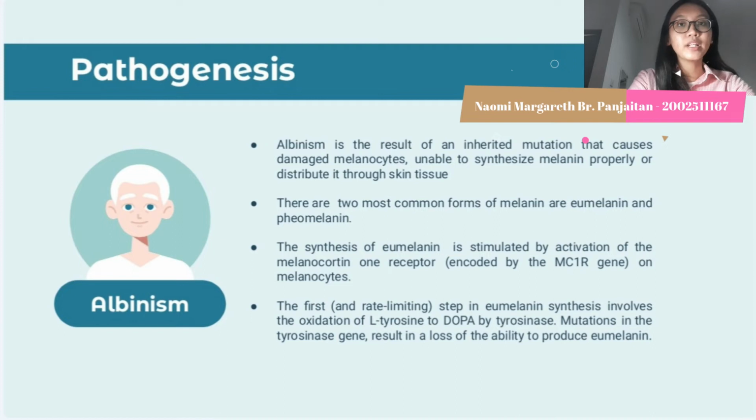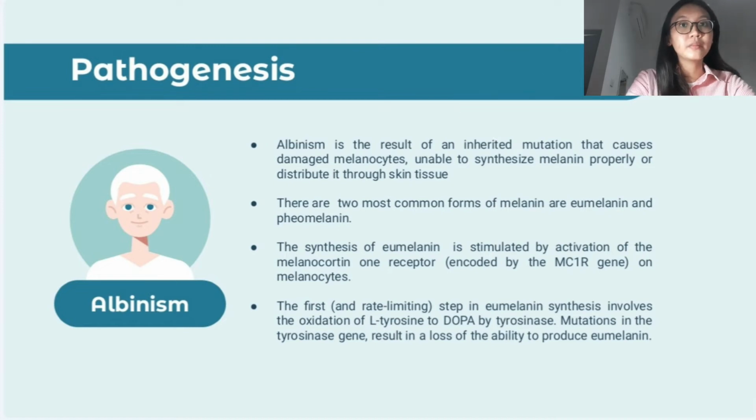Here, I'm going to explain about the pathogenesis of albinism. Albinism in any form is the result of an inherited mutation that damages melanocytes and makes them unable to synthesize melanin properly or distribute it through skin tissue. Melanocytes contain specialized melanin-producing organelles, which we also call melanosomes, that develop in the 7th week of embryonic life. There are 2 most common forms of melanin, which are eumelanin and pheomelanin. The synthesis of eumelanin over pheomelanin is stimulated by activation of the melanocortin 1 receptor on melanocytes.